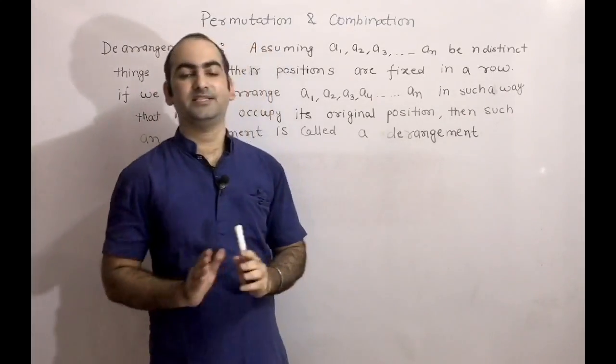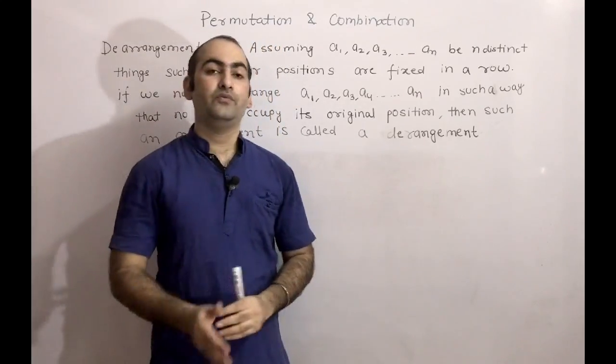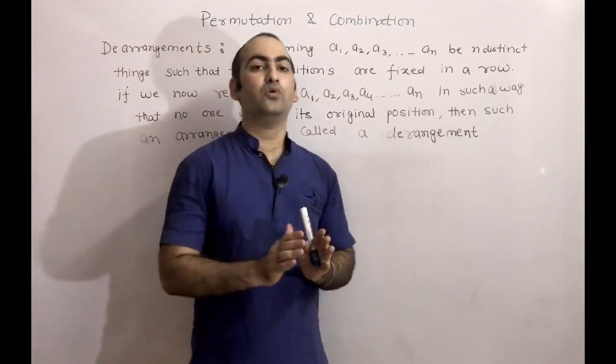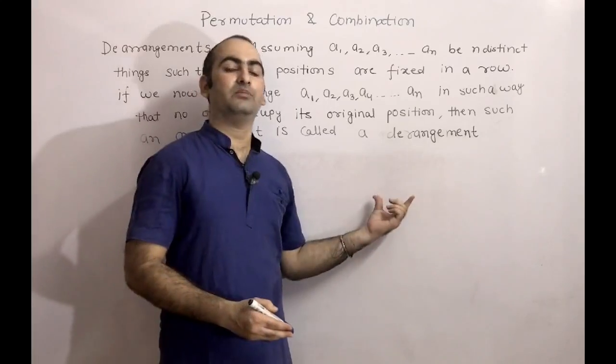Suppose we have n distinct things. For n distinct things we have n places. Now we are rearranging all the things in such a way that none occupies its own place. That is called derangement. And how do we find the total number of derangements?